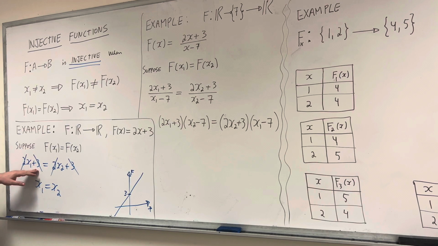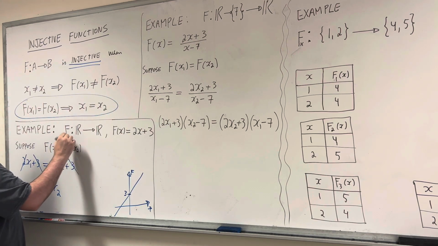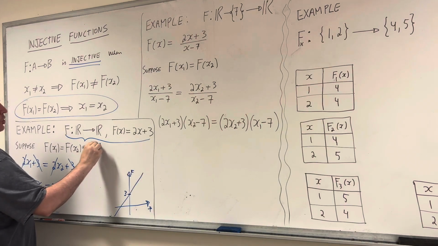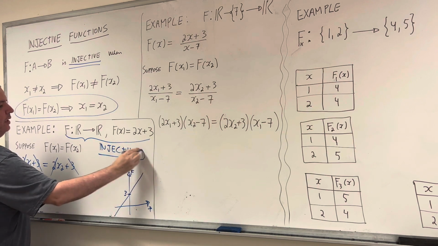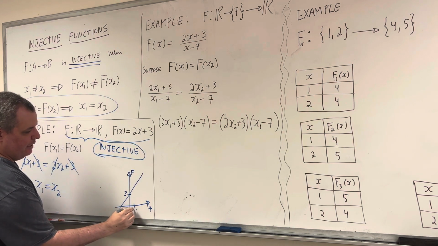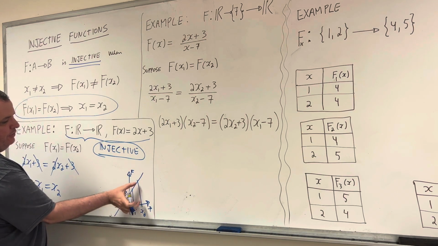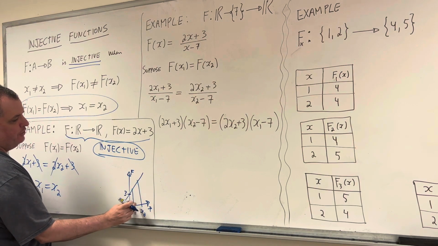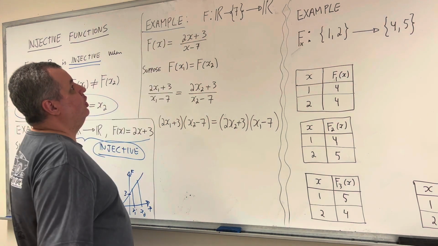Okay? Subtracting 3 from both sides is a valid operation. Dividing by 2 in both sides is a valid operation. So, yeah, I use this and I conclude that this function here is injective. Okay? So basically, if you pick any two points here, the heights will be different. If x1 and x2 are different points, the heights will be different. Okay? Another example, a more complicated one.